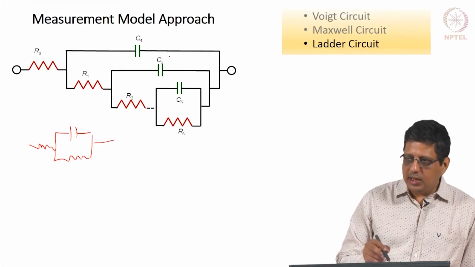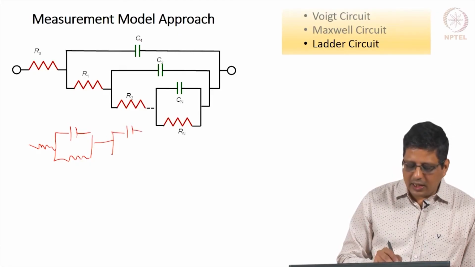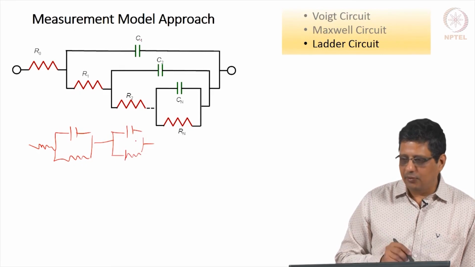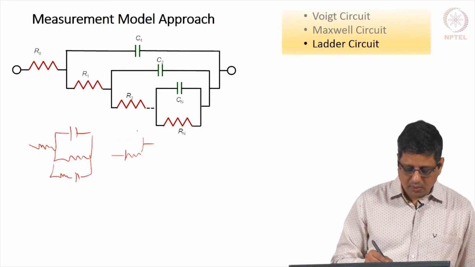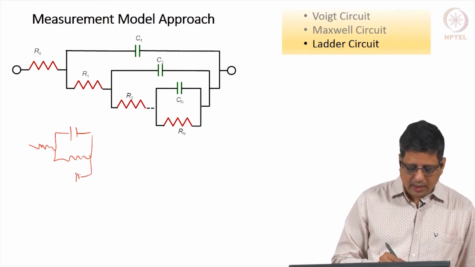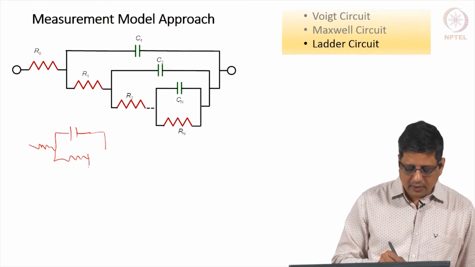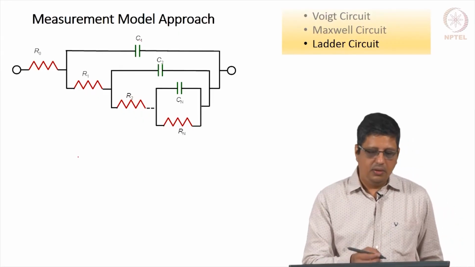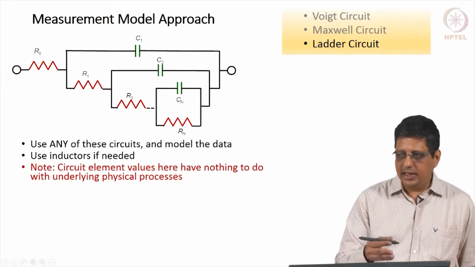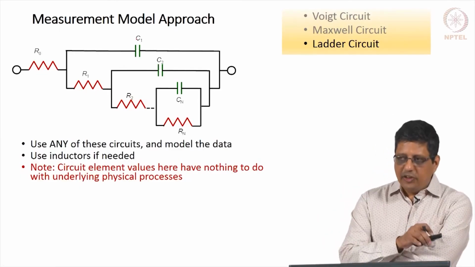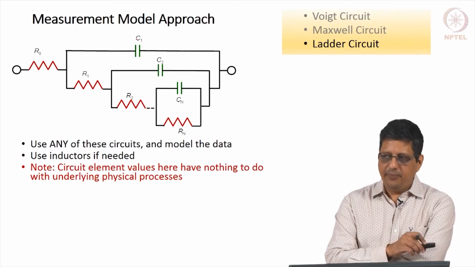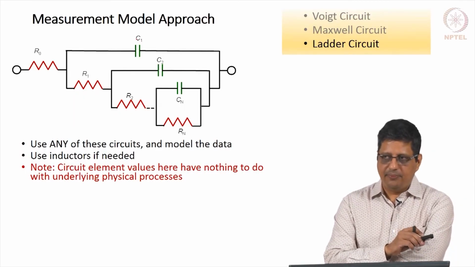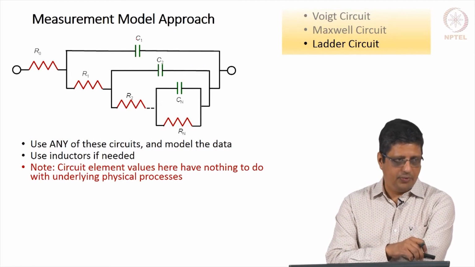Moment I add one more RC, depending on where I add it, if I add it here, I would call this the second level Voigt. If I add it here, I will call it a Maxwell, and if I say I am going to add it here, I will call it a ladder. And just like capacitance, I can add an inductor, that is also okay. If any of these circuits with any n model the data well, okay, we can say the data is KKT compliant. You can use an inductor if you want, if it is necessary.